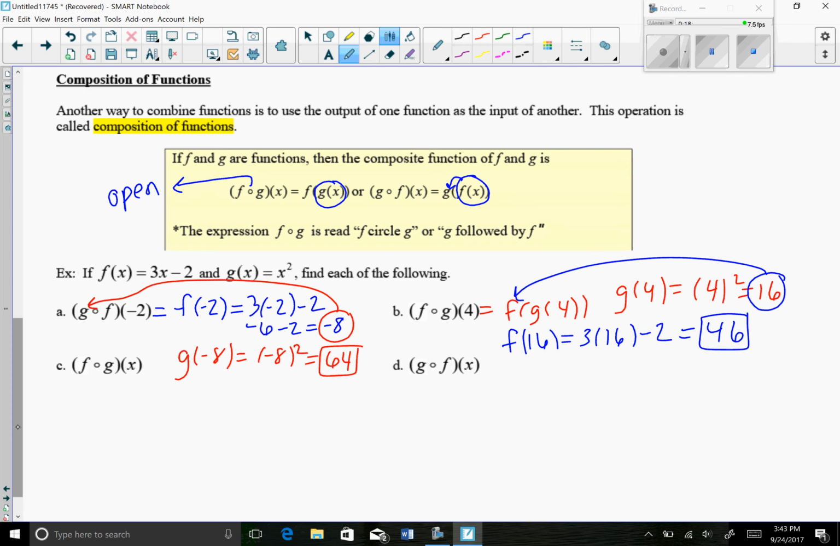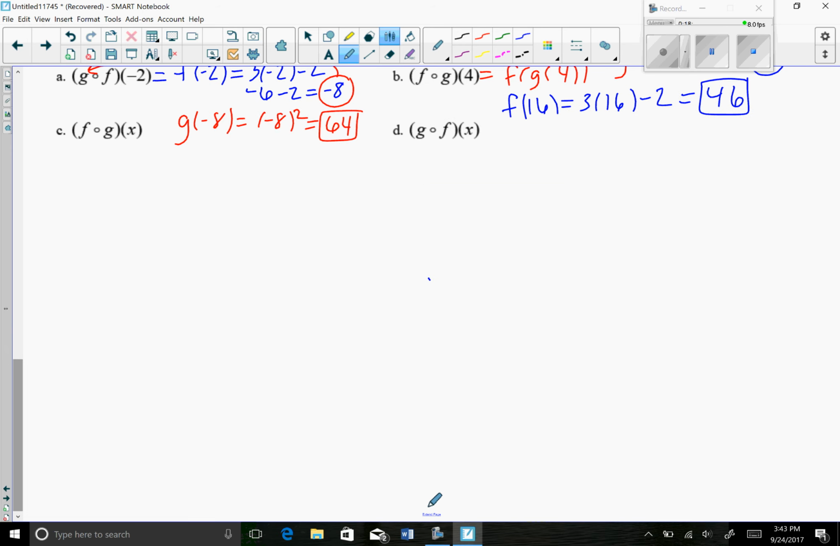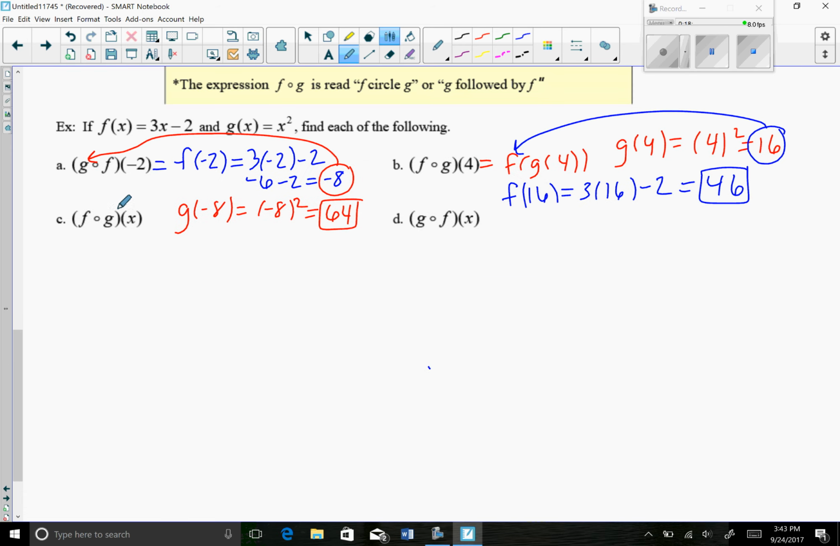So now we can also do that for the entire function. So for this next part, we're actually plugging the function into the other function. So notice it's f of g of x. We don't have a number here, so we can also rewrite that as f of g of x with all parentheses. So the inside function is g of x, and we were given that g of x is equal to x squared. So really we're going to take that out and replace it with x squared.